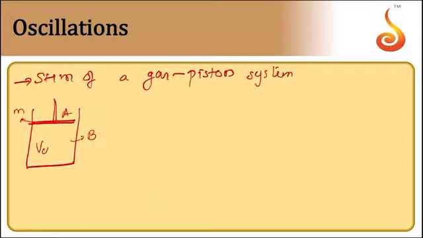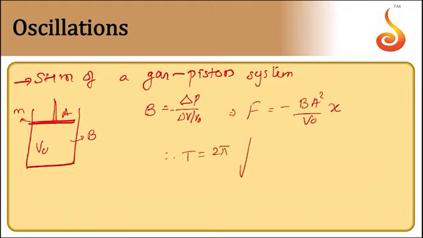Then the elastic force is developed due to bulk elasticity of the gas. So we can actually write it like this. This is basically B equals delta P divided by delta V by V0 with a negative sign, of course. And we can find out the restoring force. This turns out to be minus B A square divided by V0 into x. And therefore the time period becomes 2 pi root m divided by B A square divided by V0. So these equations are worth remembering.